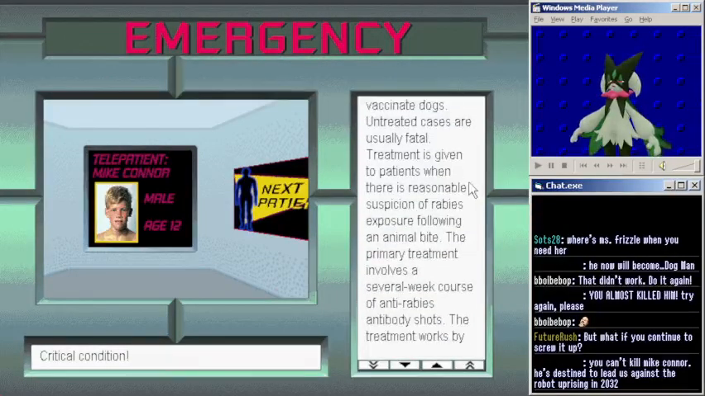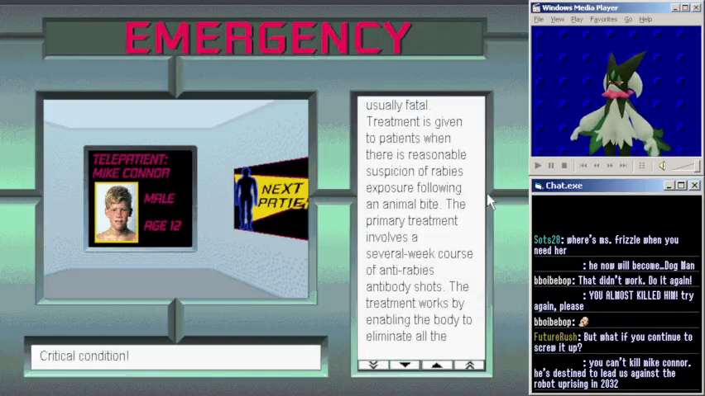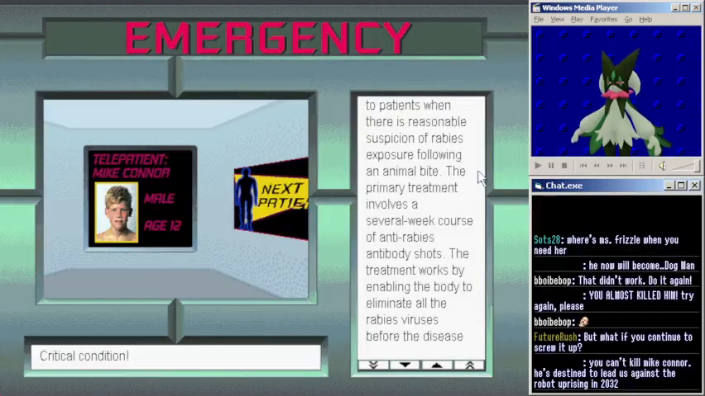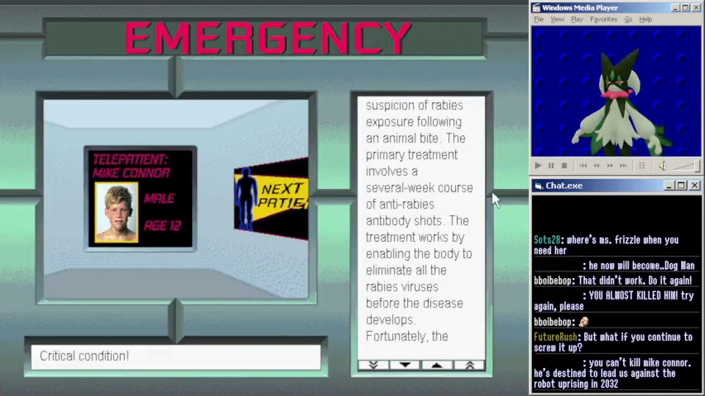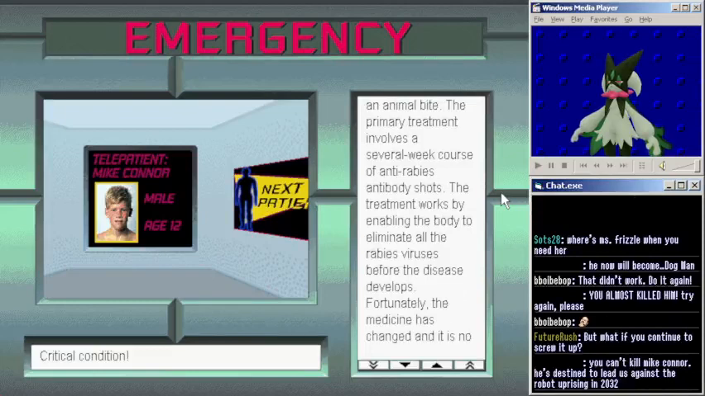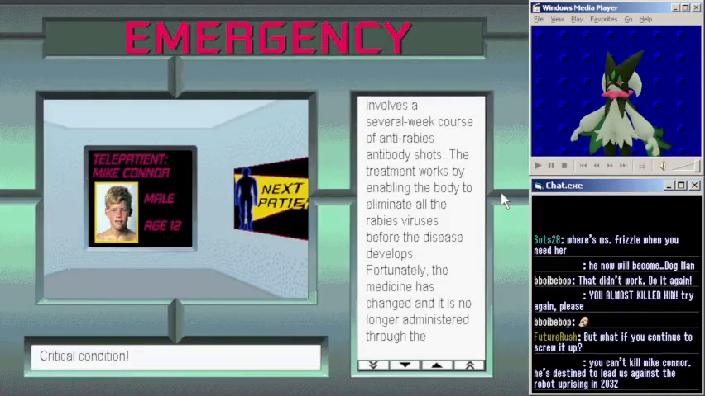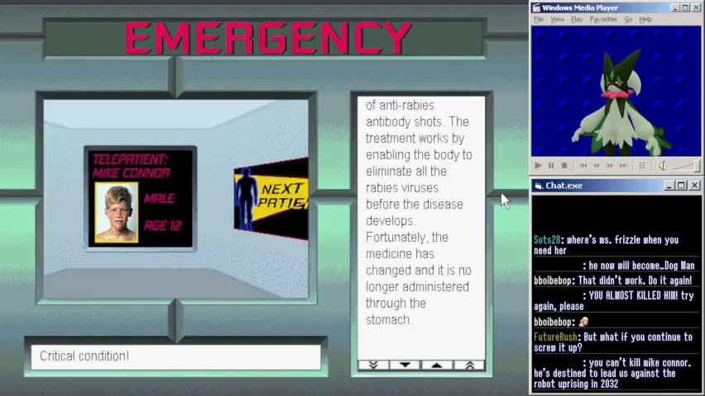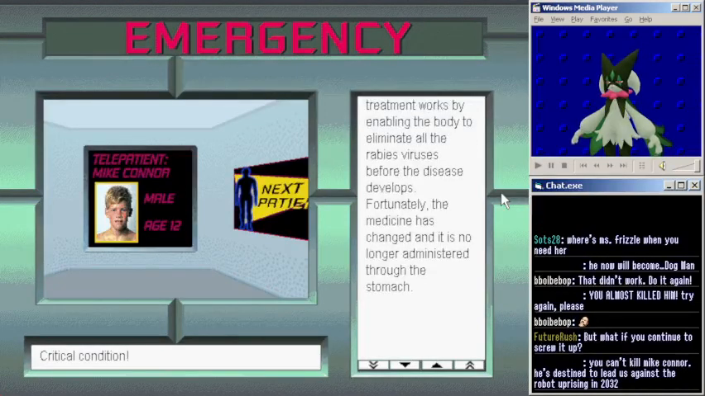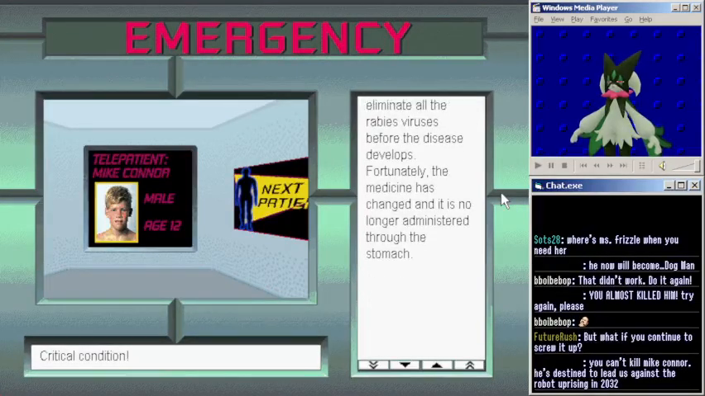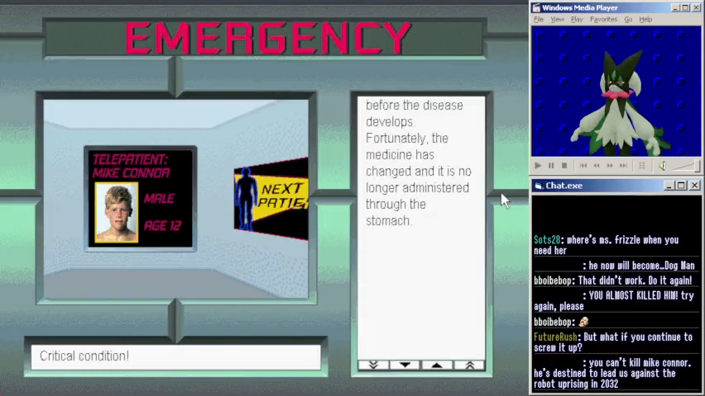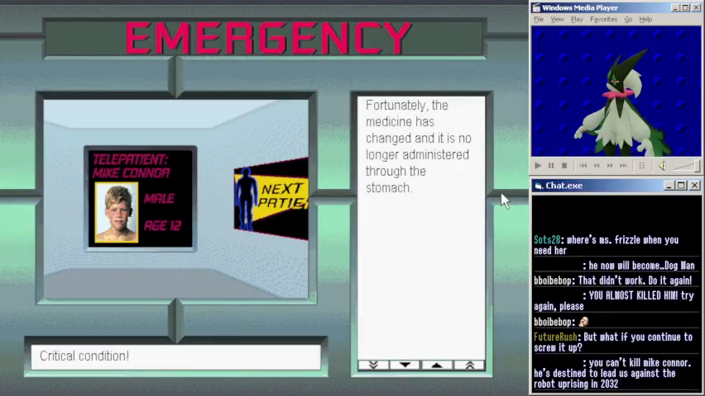Treatment is given to patients when there is reasonable suspicion of rabies exposure following an animal bite. The primary treatment involves a several-week course of anti-rabies antibody shots. The treatment works by enabling the body to eliminate all the rabies viruses before the disease develops. Fortunately, the medicine has changed, and it is no longer administered through the stomach.